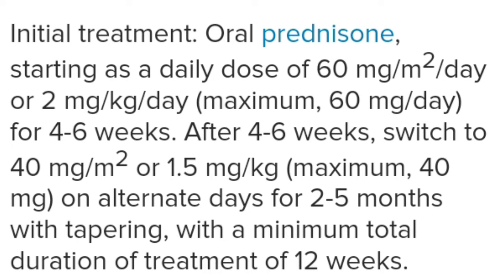It is given for 4 to 6 weeks, and after 4 to 6 weeks we switch to 1.5 mg per kg on alternate days with a maximum dose of 40 mg. That is given for a period of 2 to 5 months, with a minimum of 12 weeks. So from the start of steroid therapy, on a daily basis, to alternate day therapy, the total duration of steroid therapy should be at least 12 weeks.